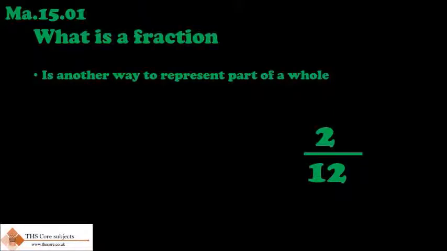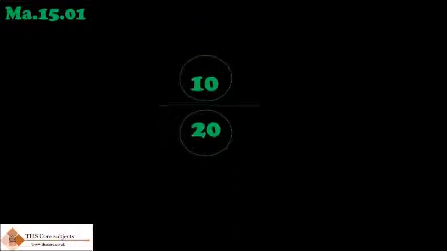The fraction can be split into 2 parts. The top number of the fraction is the numerator and shows how many parts you have. The bottom number is the denominator and shows how many there are in total.